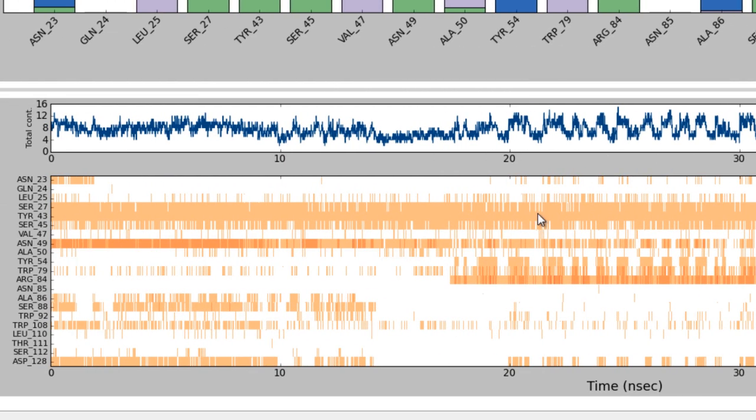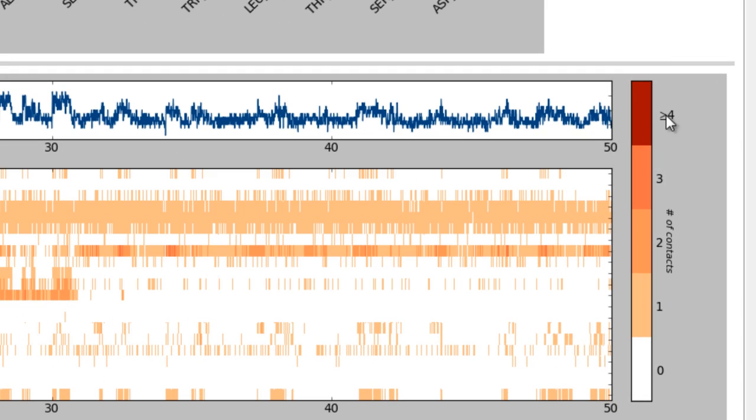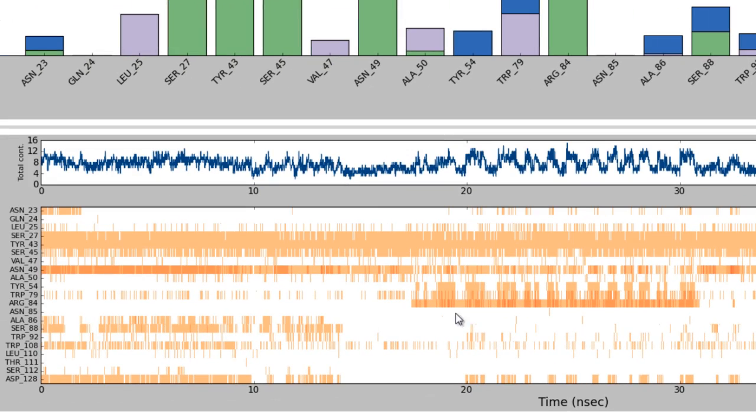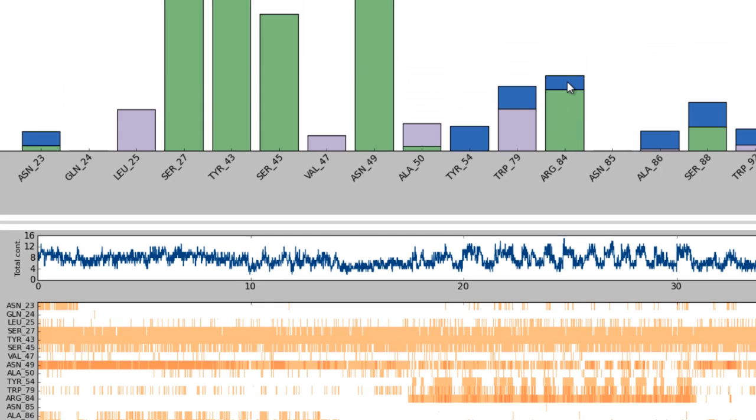While below that we can see when the contacts were being made, referring to the time on the x-axis, which residues were making them, based on the y-axis, and how many contacts were being made, based on the color intensity. So for example here, arginine 84 seemed to make most of its contacts with the ligand between the 17.5 to 30 nanosecond period, and those contacts were mostly direct hydrogen bonds to the ligand, with some mediated by water.